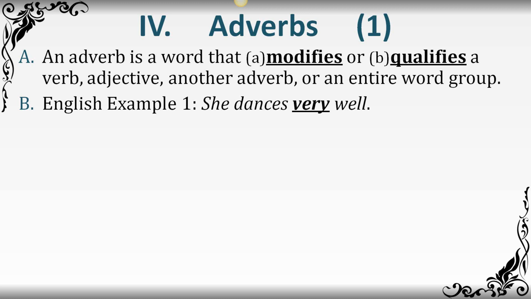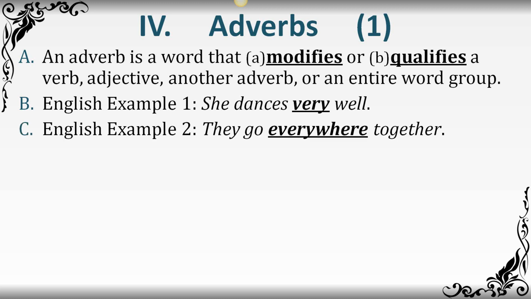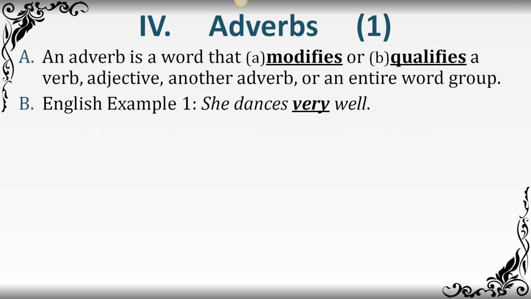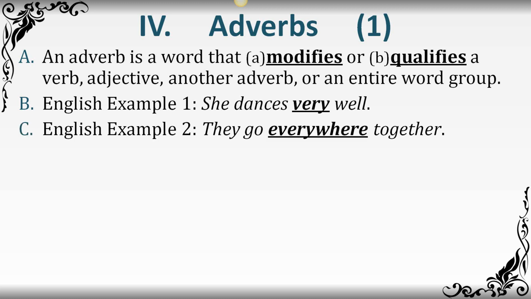So here's one example. She dances very well. Using it to describe the manner in which the dance is done. It's well, but not just well, it's very well. It's a further description. Or you could even say somewhat well, or not very well at all. Yes, she danced very well.